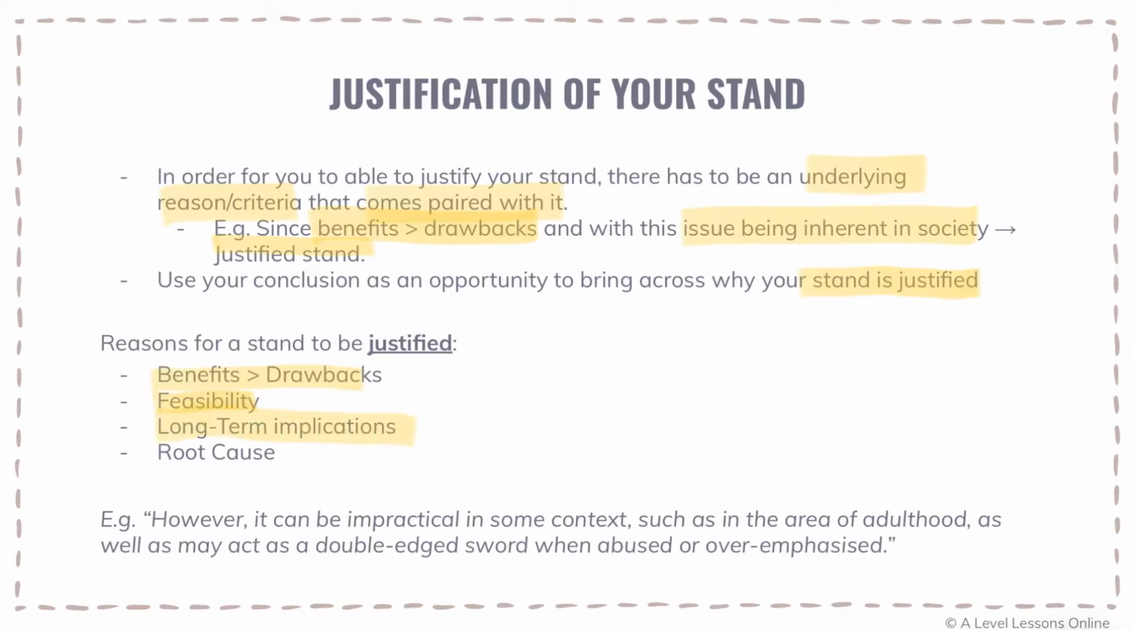Next one will be long-term implications. So let's say something is not justifiable. It's because in the long run, let's say this certain good or service is unsustainable, right? And it's going to cause a lot of harm to society, a lot of harm to the environment. Then likelihood is that this stand is going to be unjustifiable. Alright, last one could be root cause. This one is a bit more of a high level one. Some of you guys may love to use this actually. It's because it's so much easier.